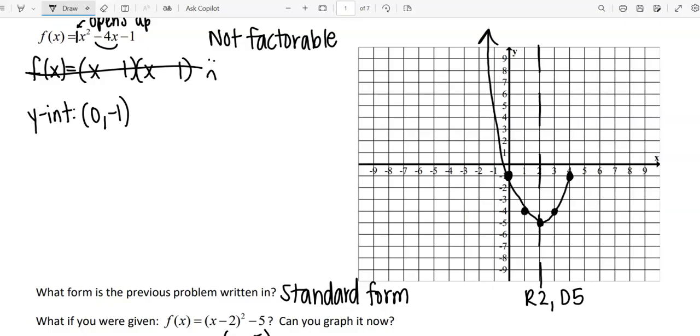Cute. Oh yeah, this whole unit is parabolas. All of unit 4 is nothing but quadratics.